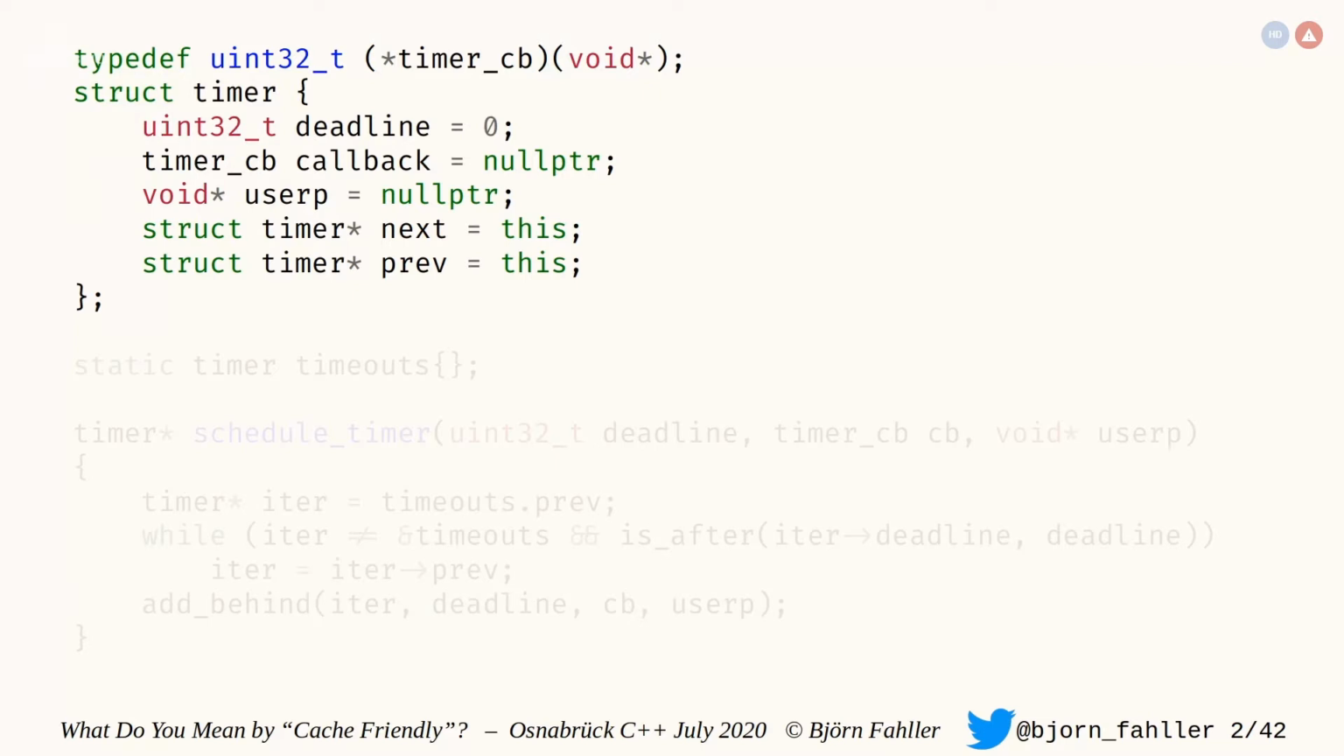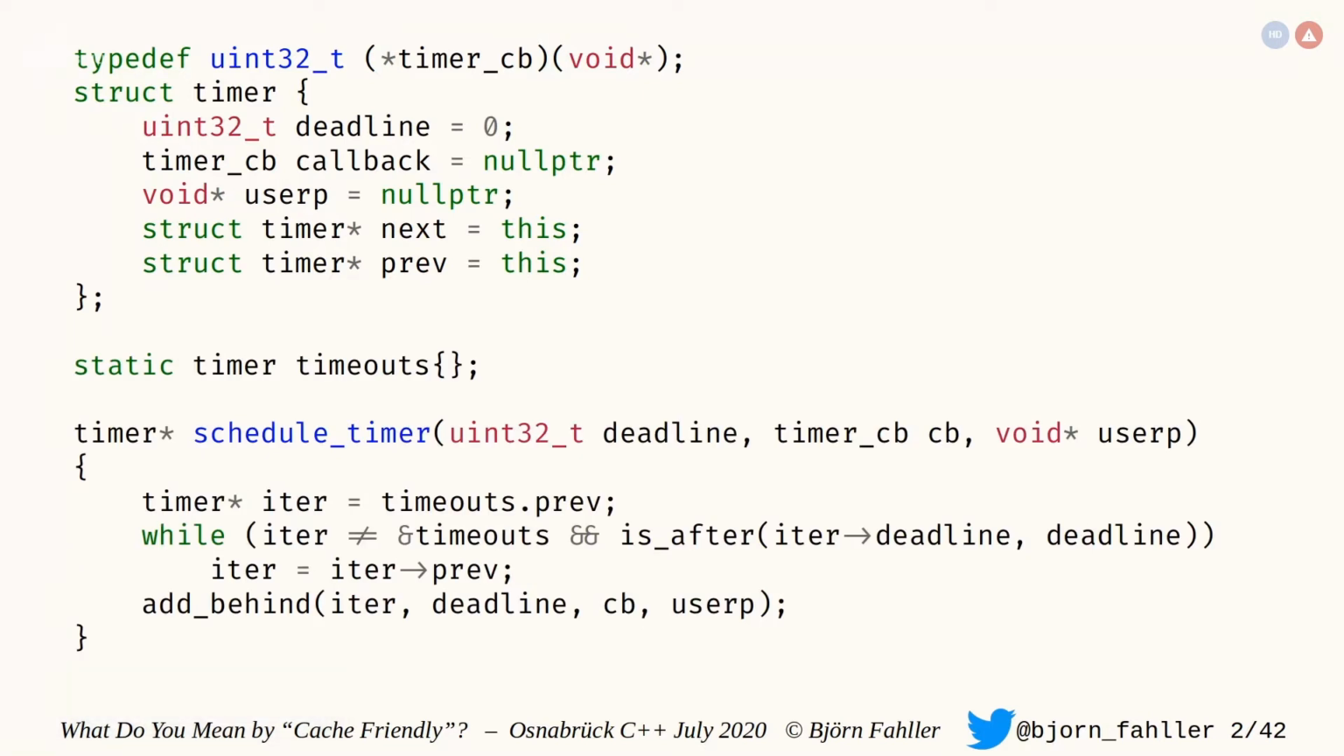So we have a timer struct with a 32-bit deadline in milliseconds. It wraps. That is not a problem. And a function pointer callback and a user pointer, as is so common in C APIs, where you can have your private data there, and a prev and a next pointer, because this is a linked list. And some of you are probably already feeling uncomfortable now. That is all right.